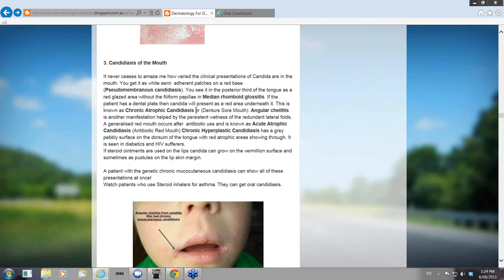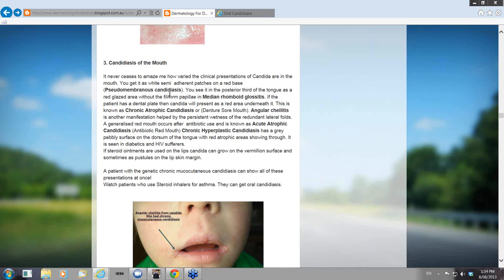Now, as I've said there, it never ceases to amaze me how varied the clinical presentations of candida are in the mouth. The commonest type you're going to get is the pseudomembranous candidiasis, where you get white semi-adherent patches on a red base. Now, you generally have to take a little cotton bud or a swab and wipe them, and you'll be able to wipe that membrane off.